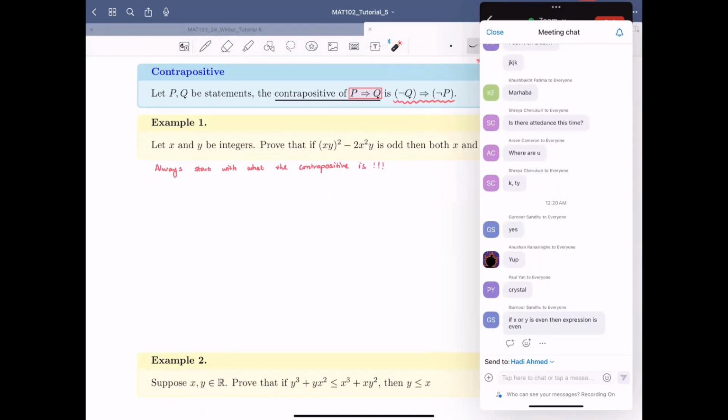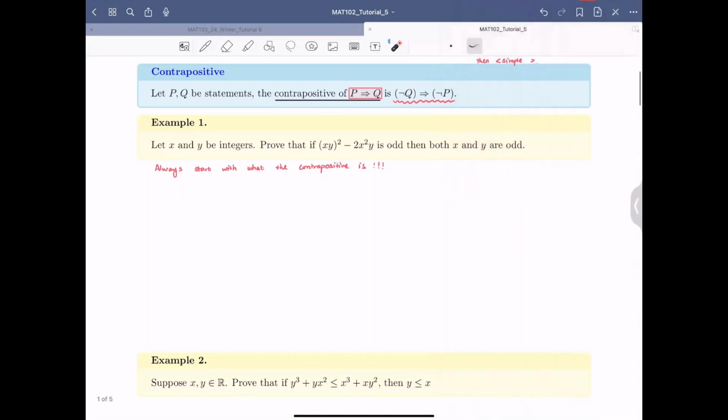If x or y is even, then the expression is even. That is correct. That's nice. That's correct.